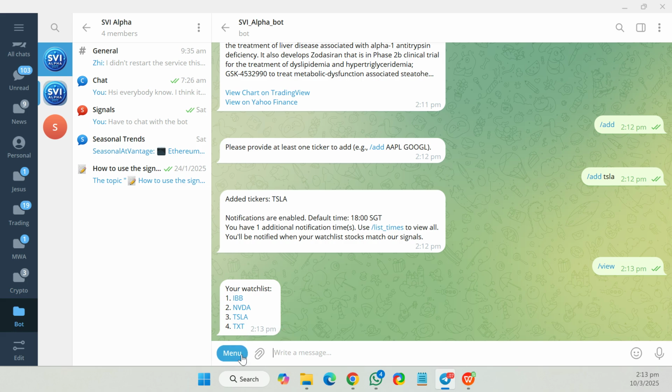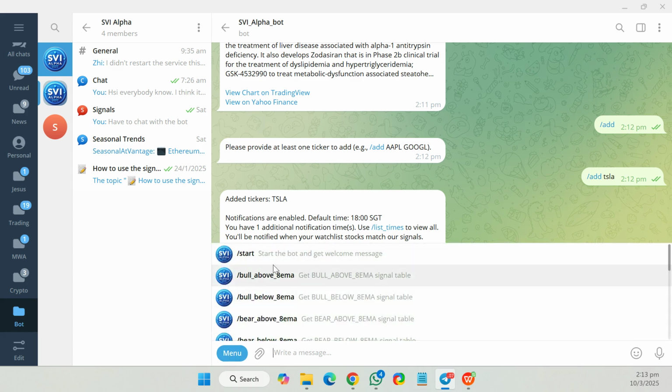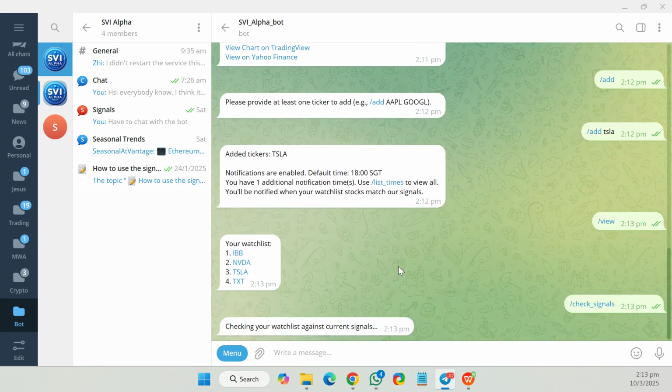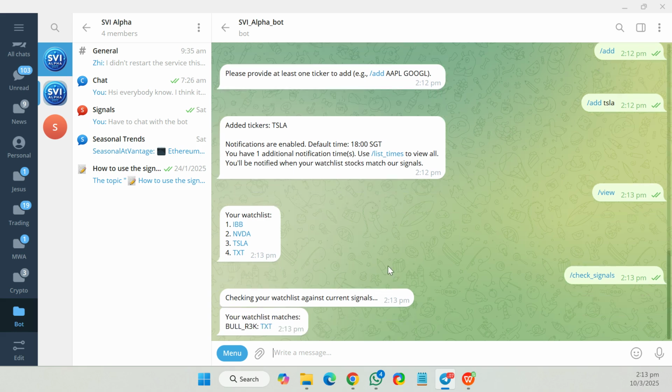So for TXT, maybe you want to check, hey, is there any signal right now for tonight? So maybe you can just use the board, and check signal against current signal. You can see that based on the TXT that you entered, it had a bullish wash and rinse signal. I'm using the R3K. This is the Russell 3000. So in fact, all the stocks you want to trade should be inside, from the bigger stocks to the micro stocks. It is the top 3,000 stocks in the US.